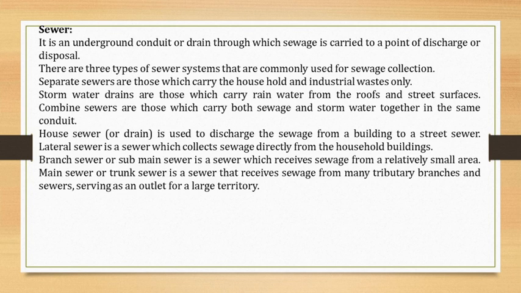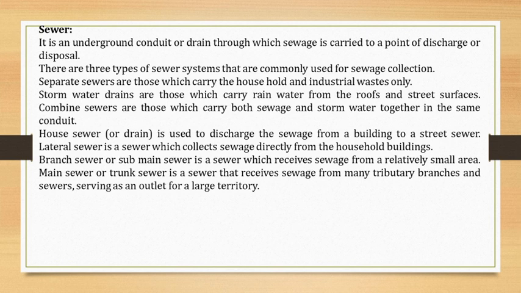That means there is a separate sewer for the collection of industrial waste and a separate sewer which is used for the collection of household waste. So both wastes are not going to combine into a single sewer. For the collection of industrial waste we use one sewer, and for the collection of household waste, that is domestic sewage, we use a different sewer. So as the name indicates, separate sewer.